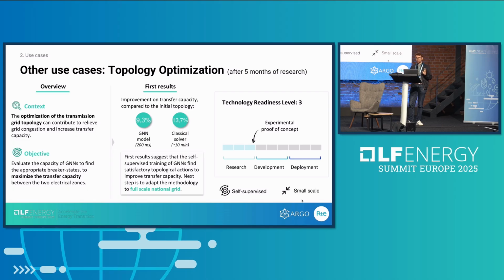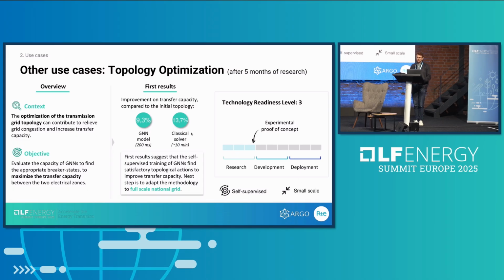Since it's a rather small system, we can use classical optimization, so we used a classical solver to compare ourselves. It managed to increase the transfer capacity by 13.7%, and it can take a lot of time to solve these problems. Sometimes it even takes more than 10 minutes. Our graph neural network model manages to improve the transfer capacity by 9.3%, and it takes a lot less time because it only takes around 200 milliseconds.